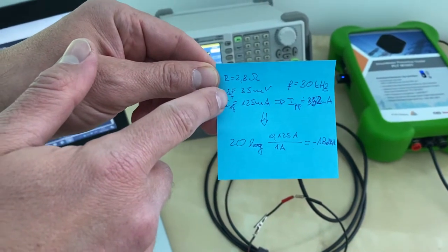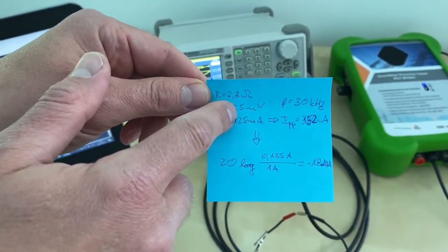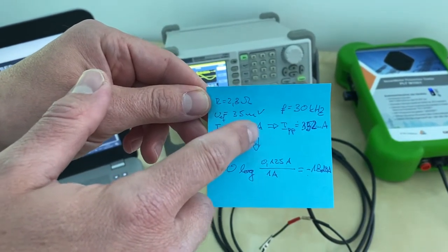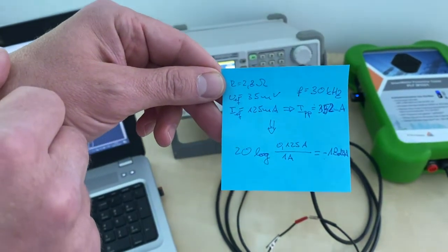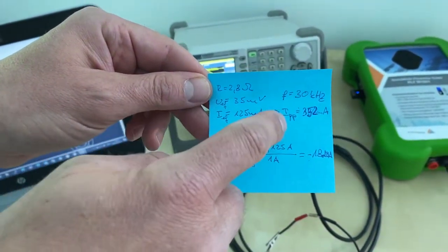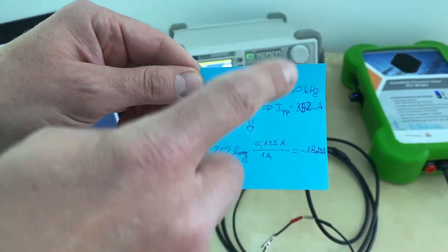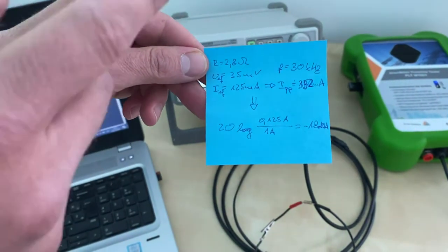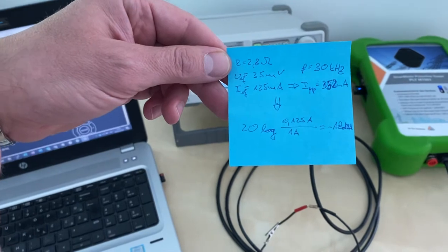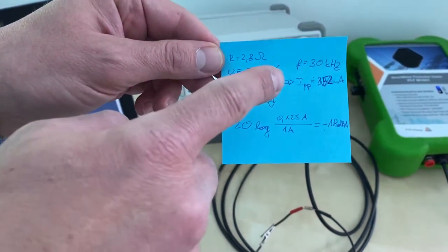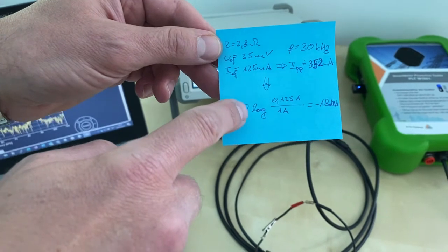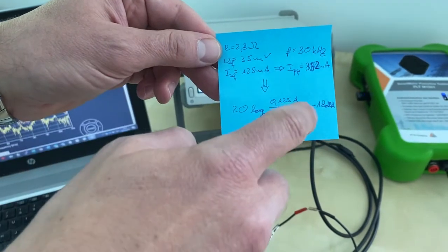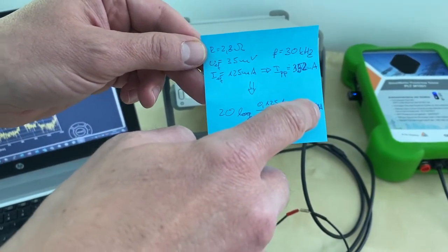Okay, resulting in an effective voltage drop of 35 millivolts, which is actually 125 milliamps effective current at this frequency of 30 kilohertz. So the peak-to-peak current is 2 times the square root of 2 times 125, which equals about 352 milliamps. This is to be expected when we do the measurement inside the PLT software. And the spectrum is calculated as 20 times the logarithm of 125 milliamps divided by 1 amp, and we should be expecting about minus 18 dBA there.